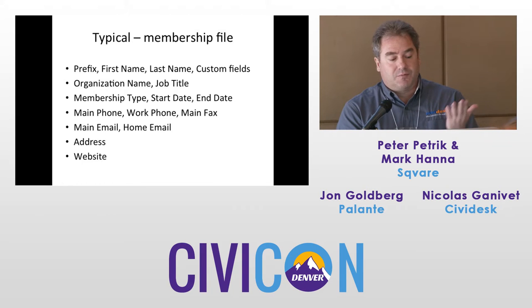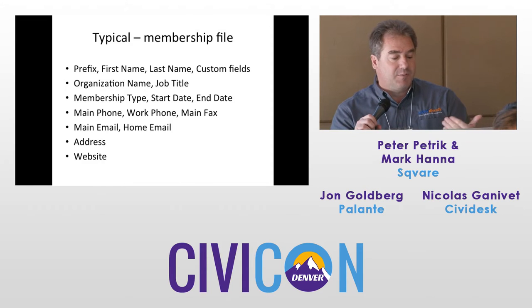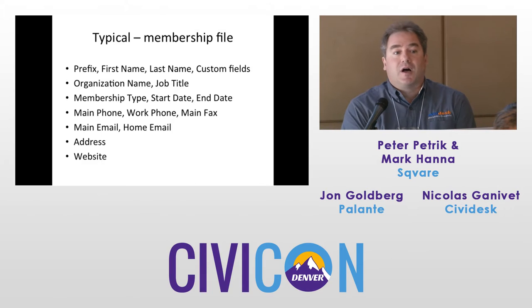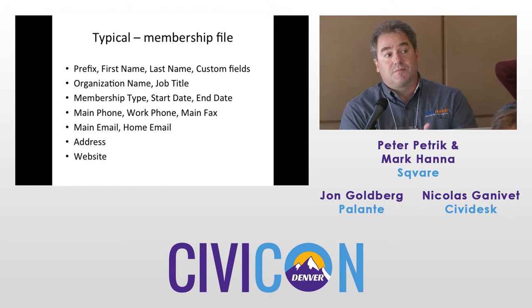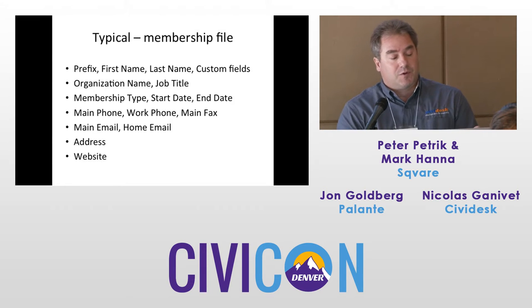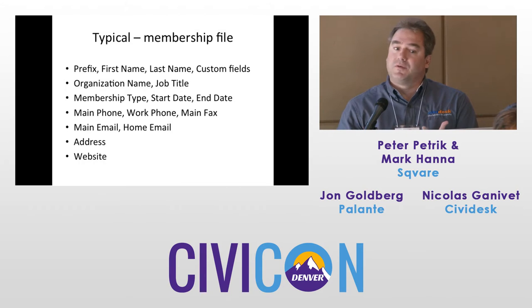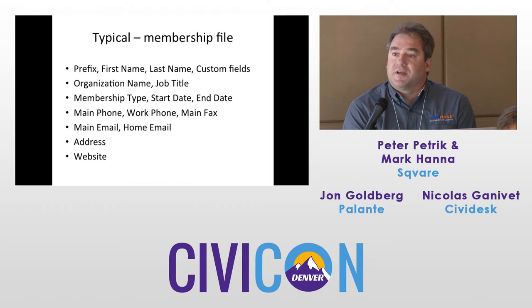So a typical membership file, we get membership files, event registration files, almost always look the same. So that's typically the information you have in one row of Excel. And if you look at it, this impacts quite a lot of tables in CiviCRM. So just one row in Excel will end up creating several contacts, several relationships, several phone numbers. Phone numbers might have to be duplicated. So for example, you might have to have that phone number not only attached to the person, but also to the organization that person is associated with. And addresses, websites, phone numbers, and then of course the membership itself with a type, start date, and end date.